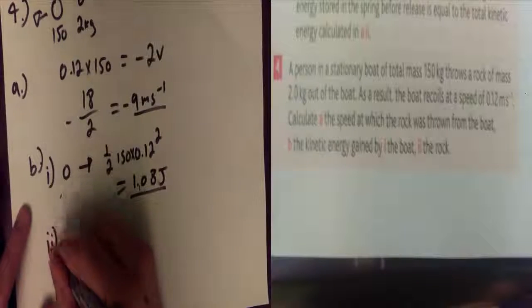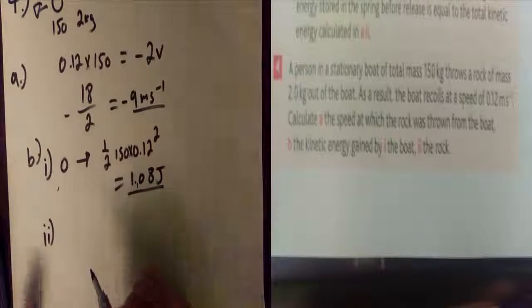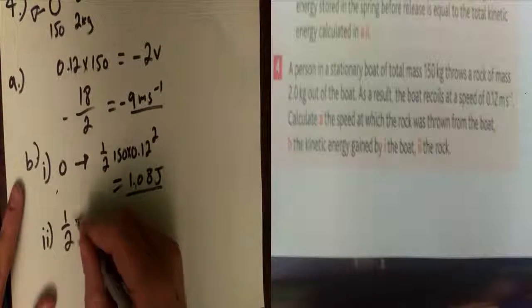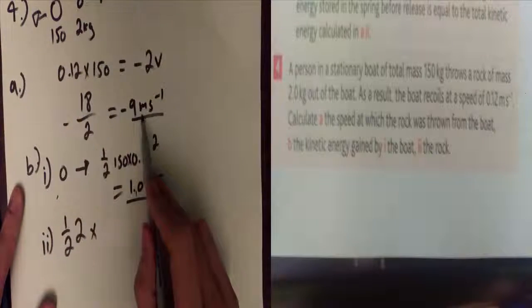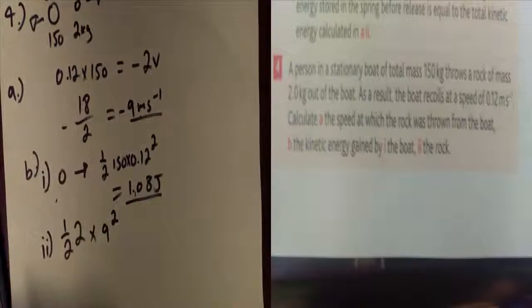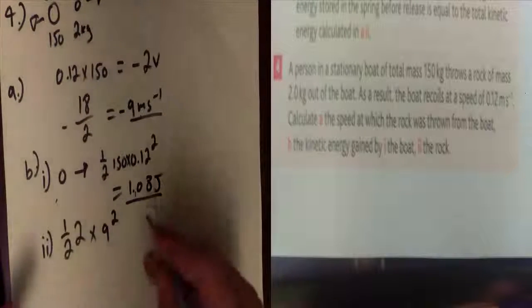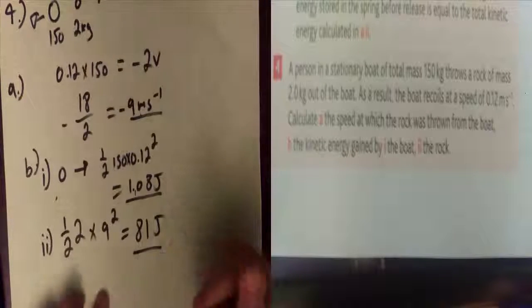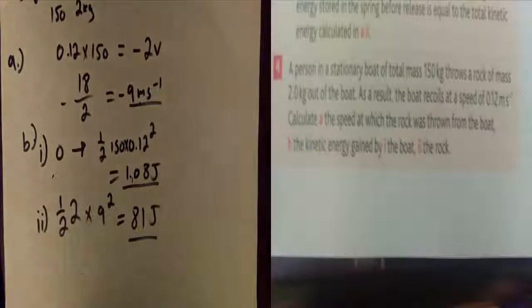In part I, it asks us to find the gain in kinetic energy for the rock. Again, half the mass multiplied by V, which we calculated here, to be 9 squared. So that's 1 times 9 squared, which is 81. Nice number. Easy peasy.